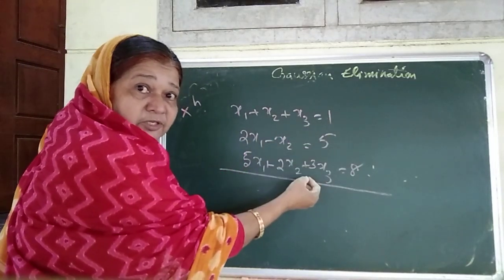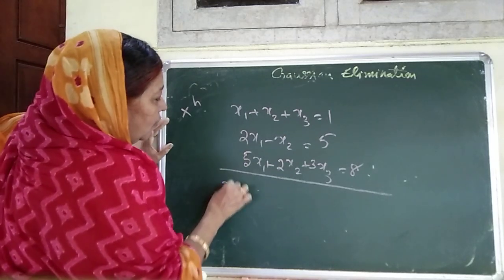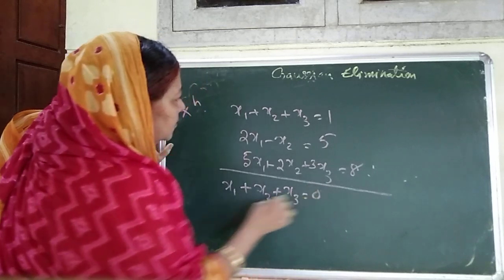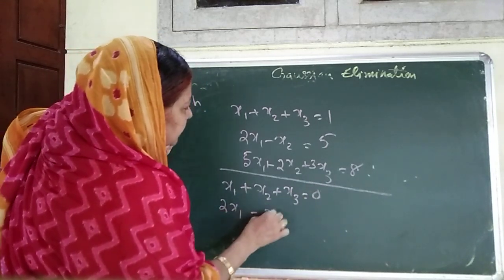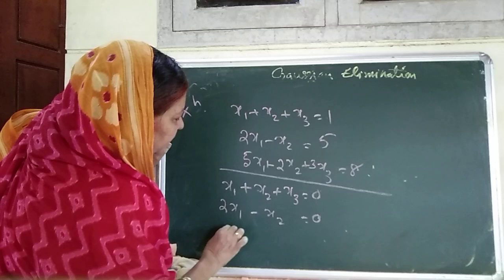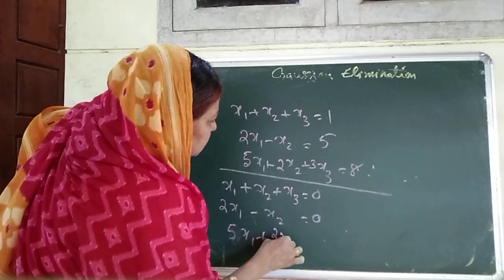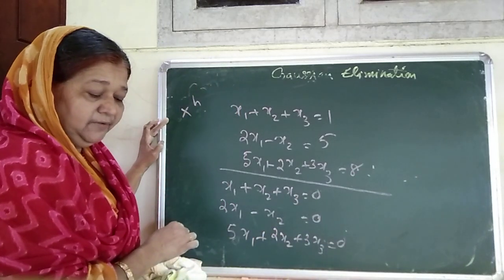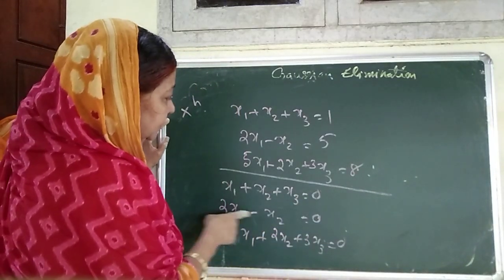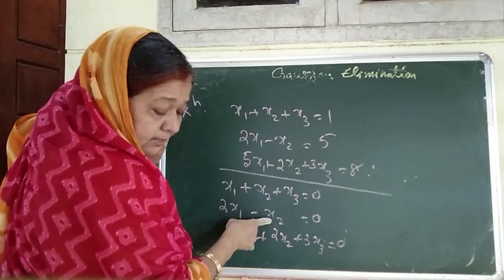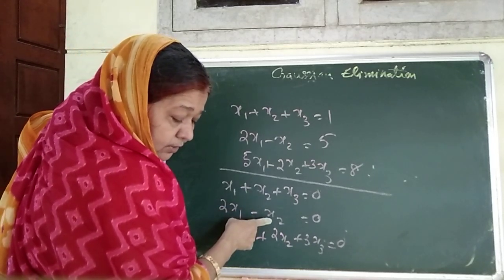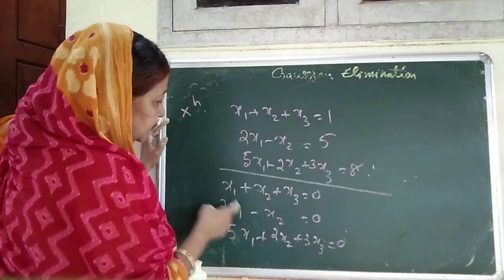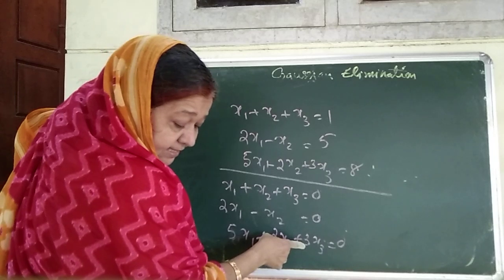It is an inhomogeneous equation. We can convert it into a homogeneous equation: x1 plus x2 plus x3 equal to 0, 2x1 minus x2 equal to 0, and 5x1 plus 2x2 plus 3x3 equal to 0. We can see that the solution is very simple. 2x1 equal to x2, and substituting that value we get x3 also.